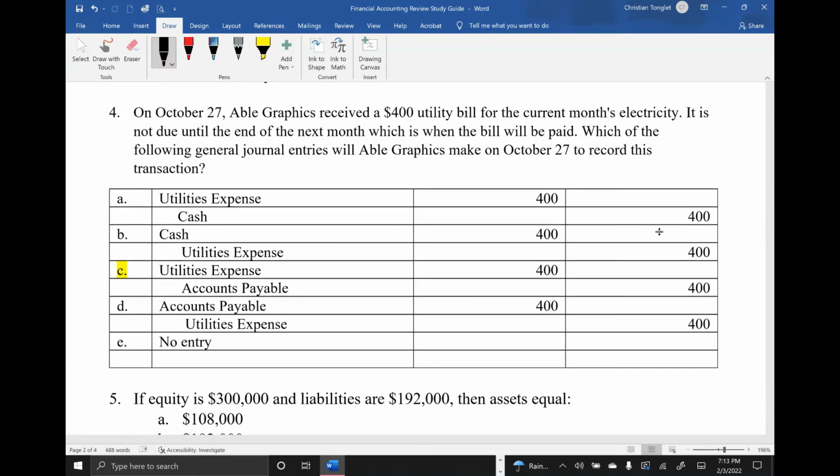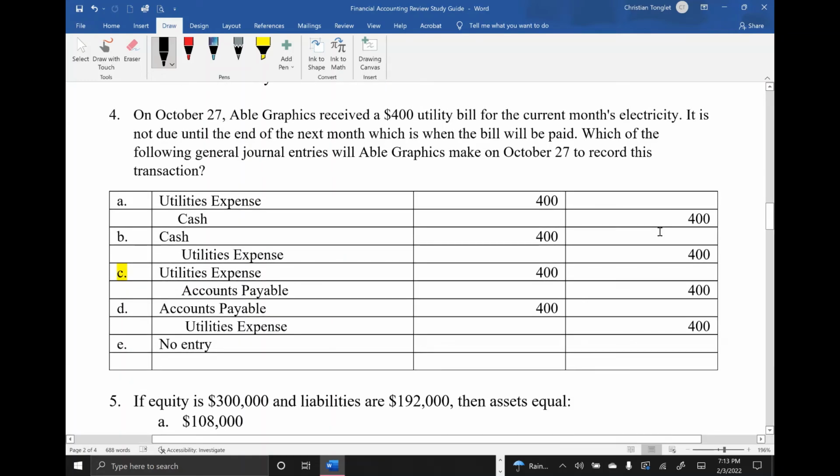But anyway, on October 27, Able Graphics received a $400 utility bill for the current month's electricity. It's not due until the end of the next month, which is when the bill will be paid. Which of the following journal entries will Able Graphics make on October 27th to record this transaction? So go back to the date and say, what is happening on that date? What am I doing on that date? So it's saying that I'm receiving the bill. So I'm the accounts payable person putting that bill in. So what happens is when I set it up, I'm not paying it right away because it's telling me I'm going to pay it next month.